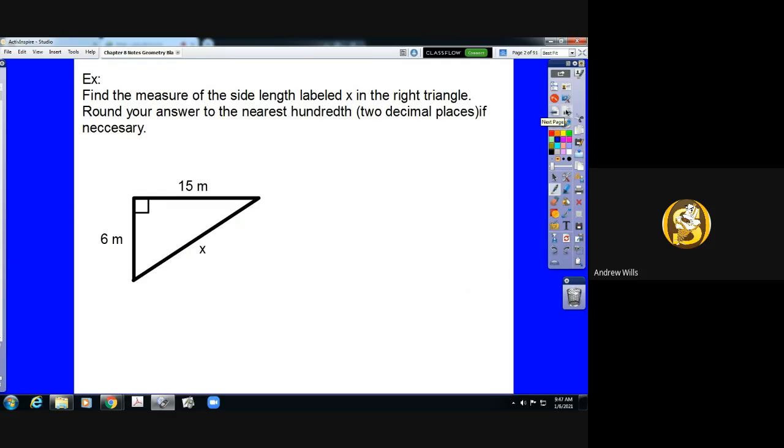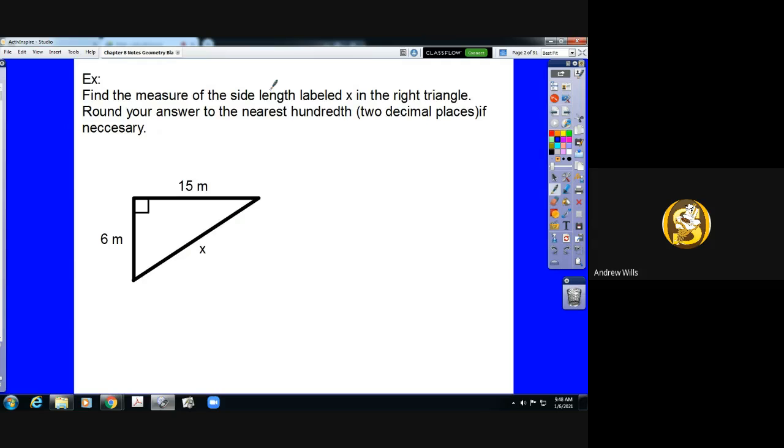So here is an example of what we're being asked to do, and there was a minor typo in that I didn't have the word length spelled correctly in the original version, which I didn't notice till after I'd already posted it, but that's okay, it's fixed now. But find the measure of the side length labeled X in the right triangle. Round your answer to the nearest hundredth, that's 2 decimal places, if necessary.